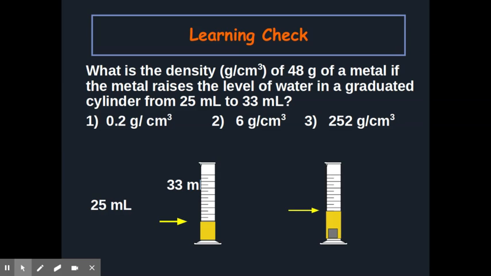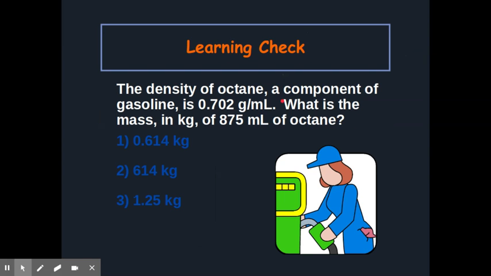And you might say, well, why do I just have 6 and not 6.0 or something like that? When I subtracted 33 and 25, I just got 8 milliliters. So that was one significant figure, which now limits my answer. Here's another problem for you. So go ahead, pause the video, see if you can figure this one out.